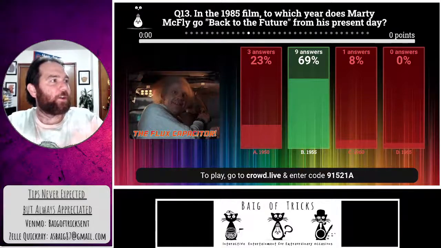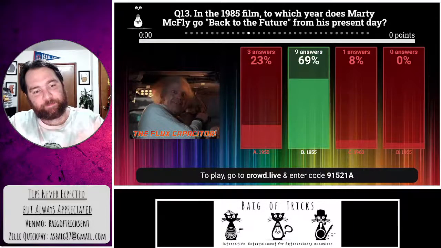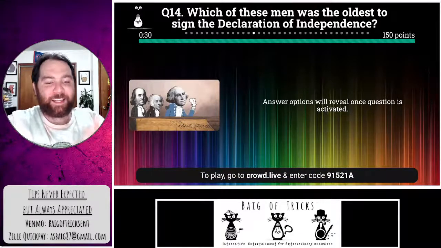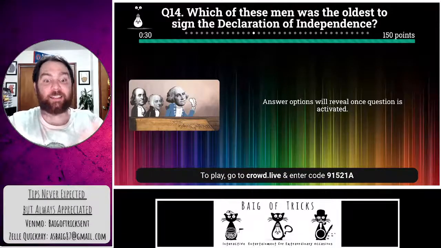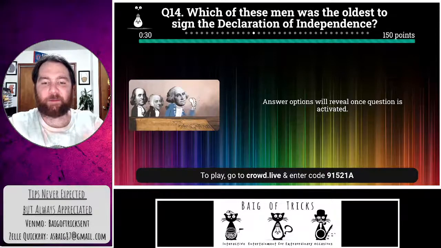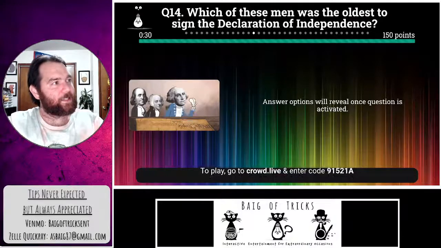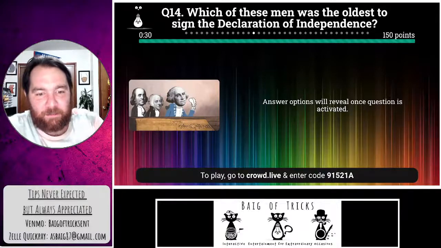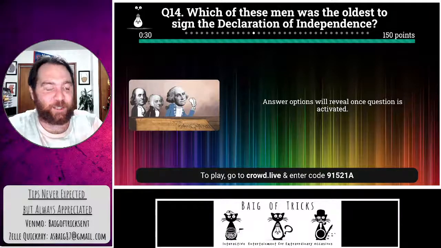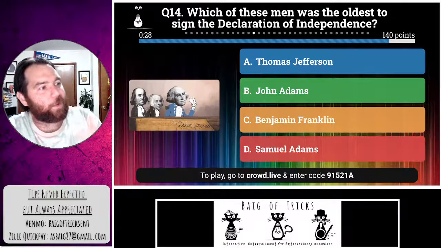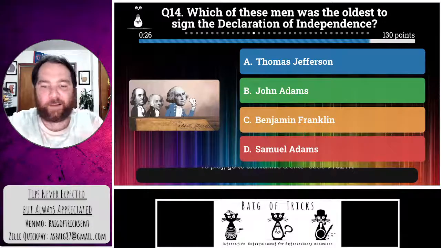Question number 14. Which of the men listed below was the oldest person to sign the Declaration of Independence? They didn't just say we want independence, they declared it. Which of these men was the oldest to sign the Declaration of Independence? Was it Thomas Jefferson, John Adams, Benjamin Franklin, or Samuel Adams?